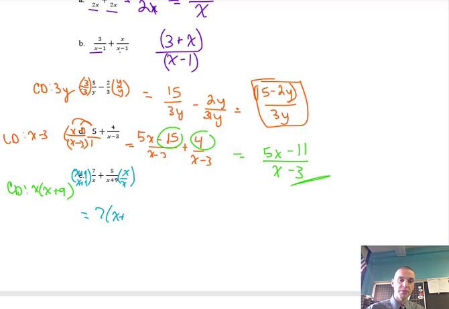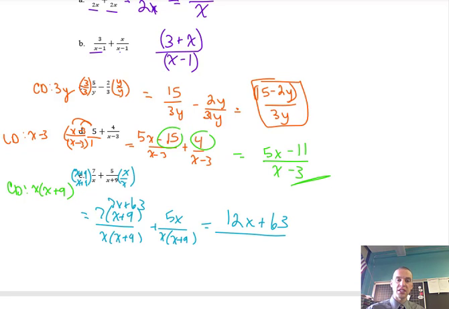So what I'm going to get is 7 parentheses x plus 9 all over x times x plus 9 plus 5x over x times x plus 9. Now could I have distributed here? I could have, so let's just go 7x plus 63. Now I'm going to add my like terms. 7x and 5x gives me 12x plus 63, all divided by x times x plus 9. And I leave it in that form. I am done.